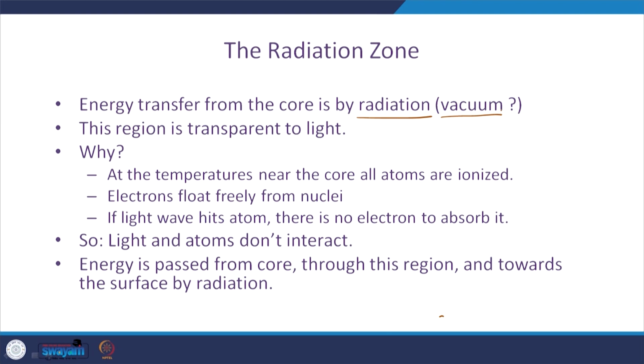But in the radiation zone, which is the second layer of the solar interior, the energy transfer mechanism that is dominant is radiation. Now, in addition to this, why is radiation important? Why is radiation the only process here?